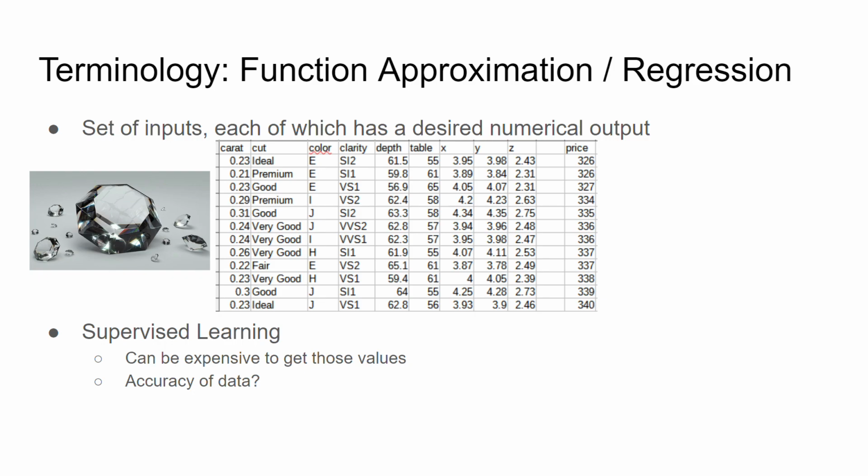Again, same sort of task. I've got a bunch of inputs. I've got a desired output, but the desired output is a numerical value rather than a category label. So this gets closer. Sometimes people will call this just function approximation. Sometimes people will call this sort of task a regression task, which is a hint as to what the first approach is that we'll use to try to solve this sort of task.